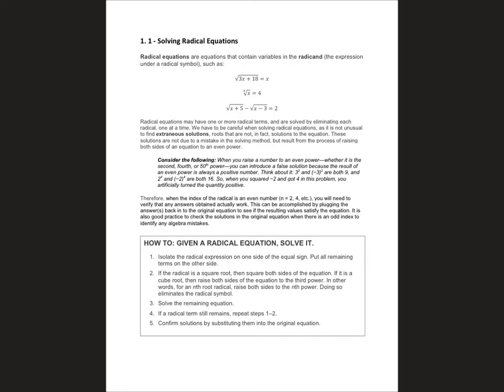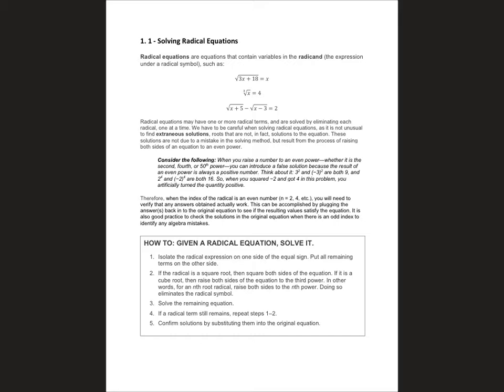Consider the following. When you raise a number to an even power, whether it is the second power, fourth power, or even the 50th power, you can introduce a false solution because the result of an even power is always going to yield a positive number. Think about it. 3 squared and negative 3 squared, they both give us 9. And 2 to the fourth, as well as negative 2 to the fourth, are both going to yield 16. So when you squared negative 2 and got 4 in this problem, you artificially turned this quantity positive.